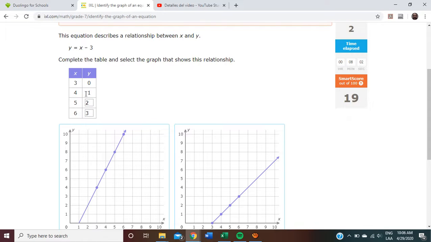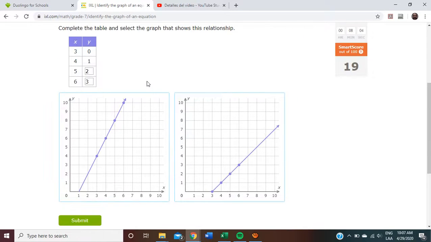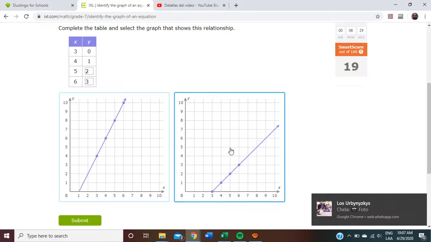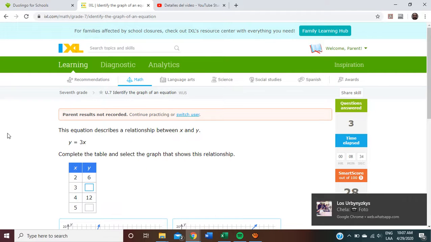So let's check this table with the graphs that we have here. 3 in x and 0 in y has to be right here, the dot. So this is the correct one. 3, 0; 4 and 1; 5 and 2; 6 and 3. Okay, so this is the correct one. We submit it, and good work.